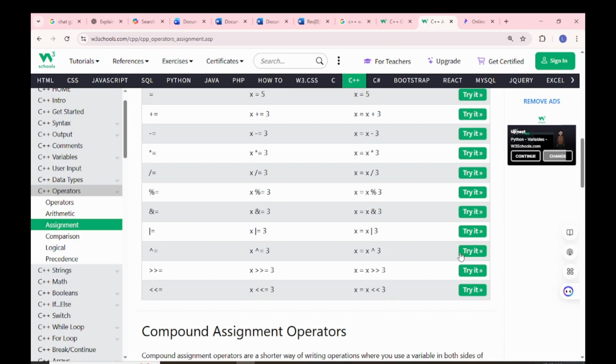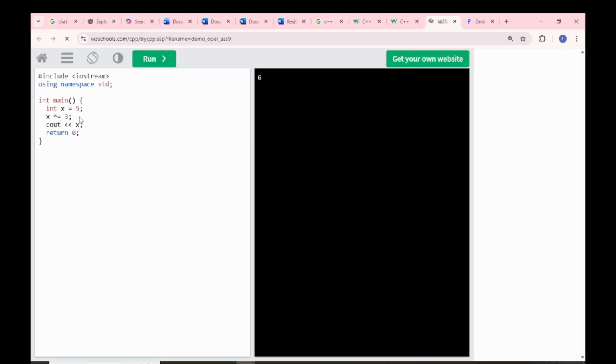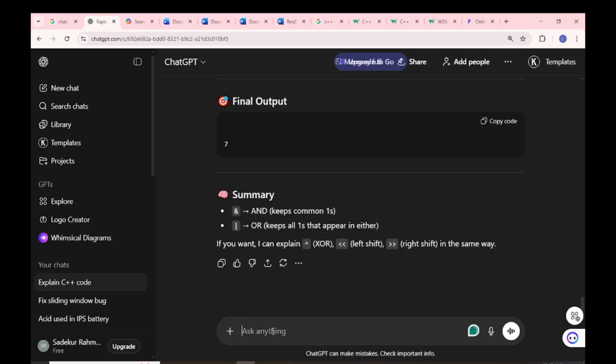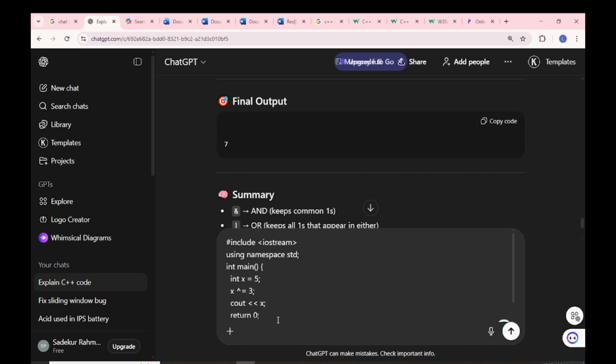And we have this one. Let's try this. Okay, so integer x equal to, so we will ask to explain this too.